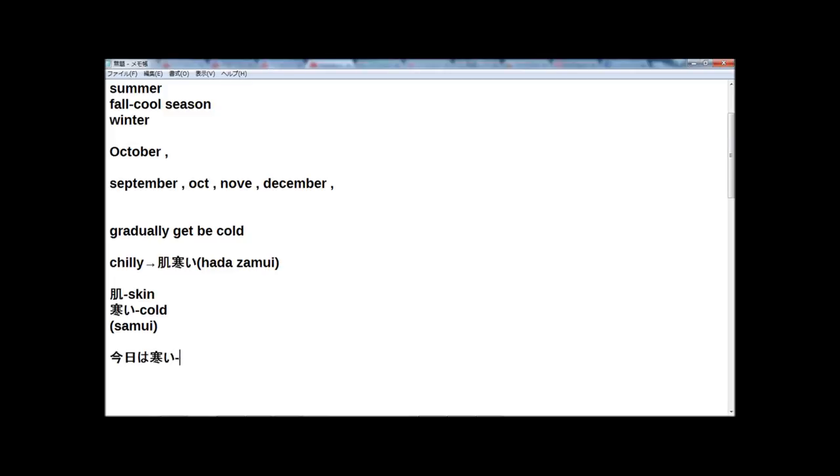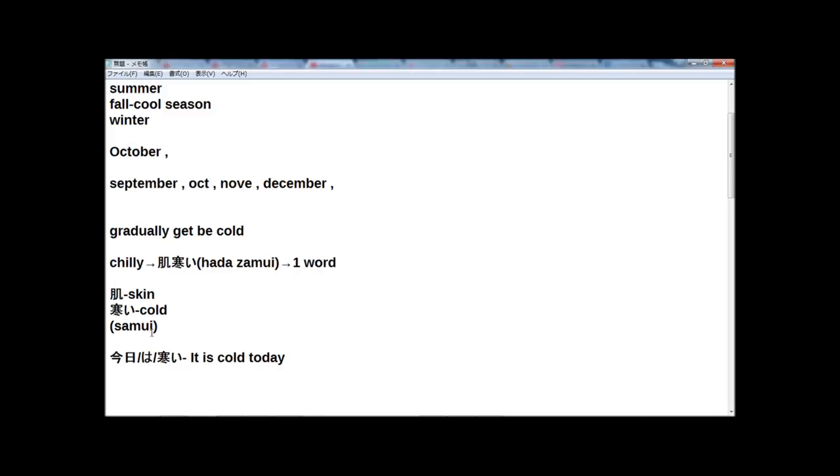今日は寒い, it is cold today. 今日は寒い. Okay? Here, it is an independent word, 寒い. But this, 肌寒い, you do not divide here. It is one word. Okay, 肌寒い is one word.